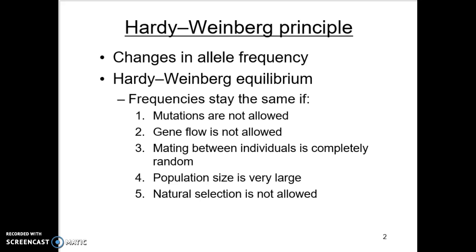The allele frequencies will stay the same if all 5 of these things are there. You can't have a mutation. You cannot have gene flow. Mating has to be completely random. Population has to be large, and natural selection is not allowed. So if all 5 of those conditions are met, populations will not change.